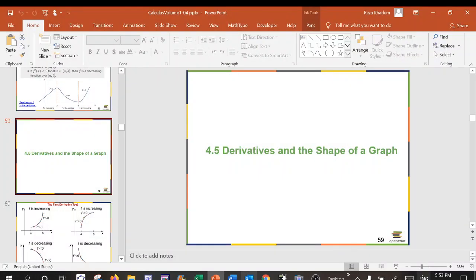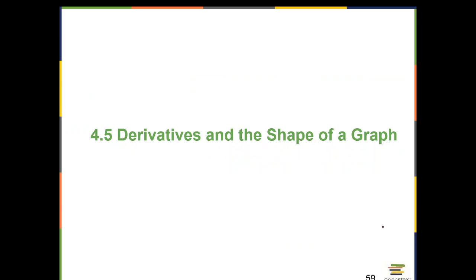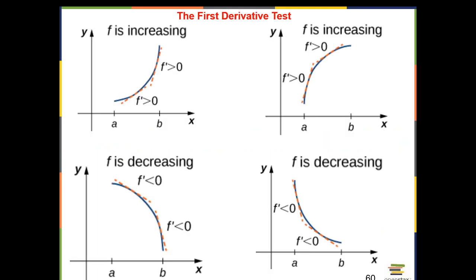Let's get started. So we are going to talk about the next section, which was derivatives and the shapes of graphs. Okay. So let's talk about that now. We learned that one interpretation of derivative is the slope of the tangent line at any given x value to the graph of the function.